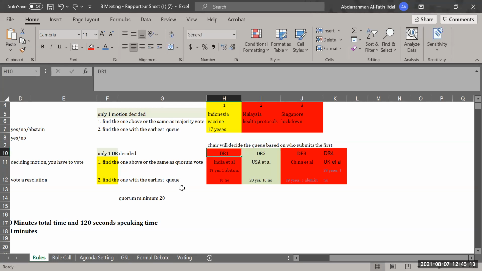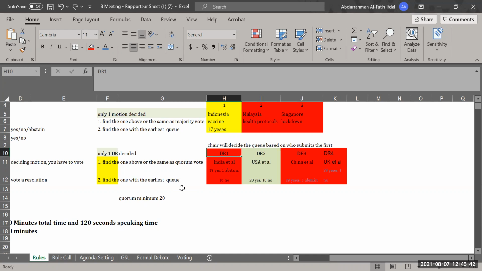So the chair will open the submission of draft resolutions, right? Anyone who gives an email to the chair first, then automatically that country or that group of countries will be declared as the first queue. Anyone who submits after will be declared as the second queue, and so on and so forth. But sir, can we reorder?